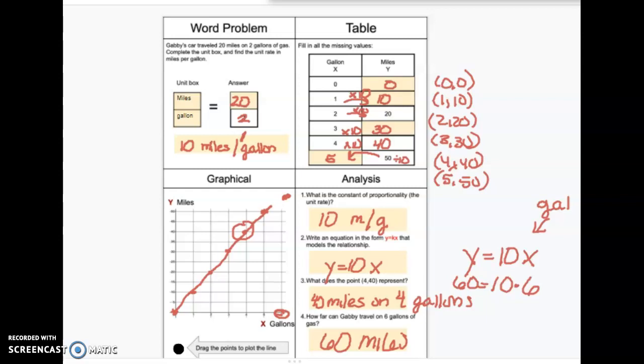Okay, so this is a lot of information, putting it all together. Please refer back to this anytime you're confused.